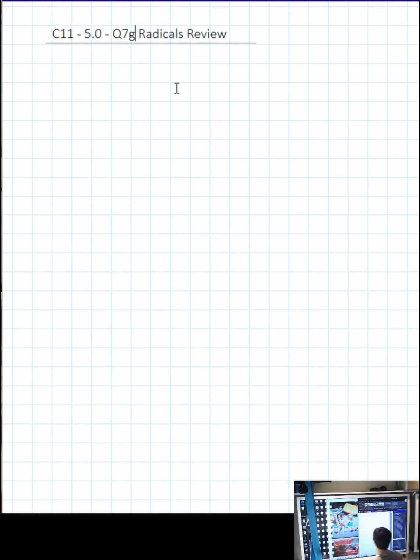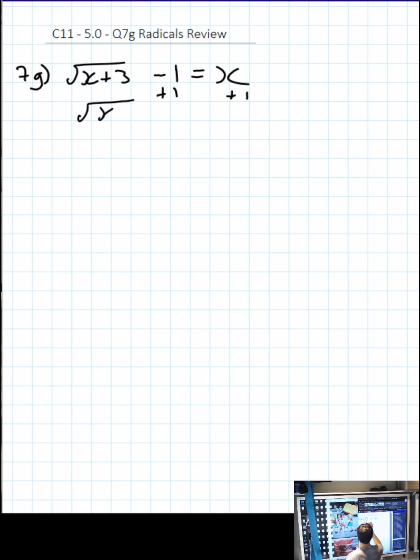Okay, we have 7g. So we have the square root of x plus 3, minus 1, equals x. We want to isolate the root as we've done before, so we want to add 1 to both sides. Let's say root x plus 3 equals x plus 1. So we're going to square both sides.